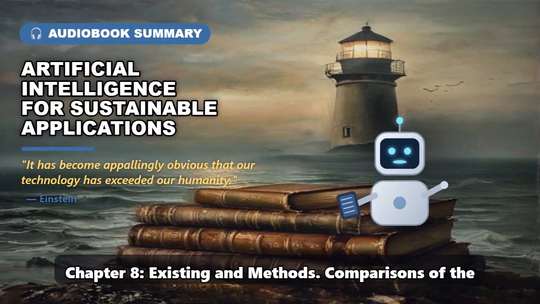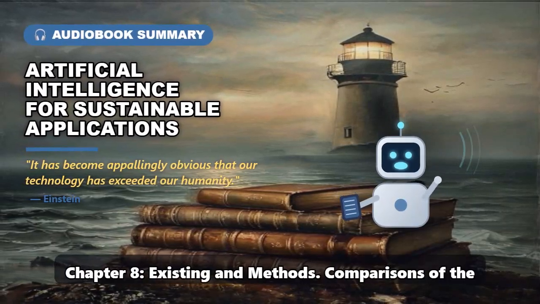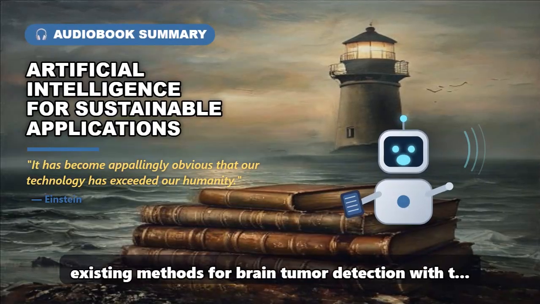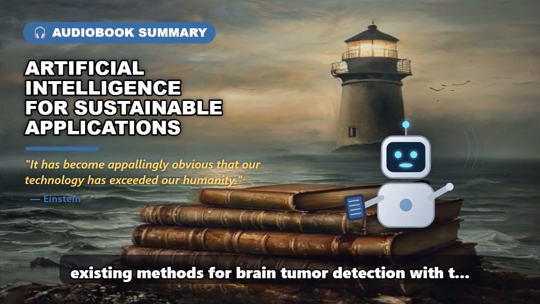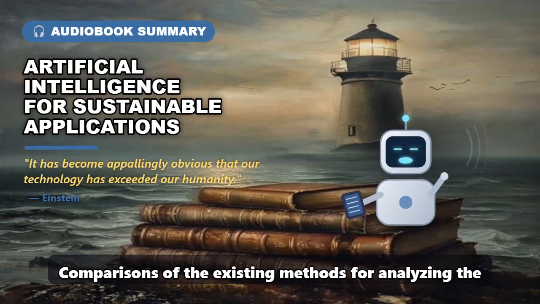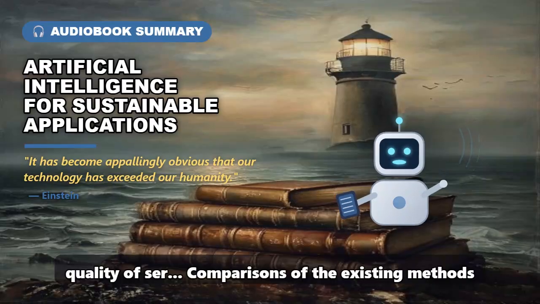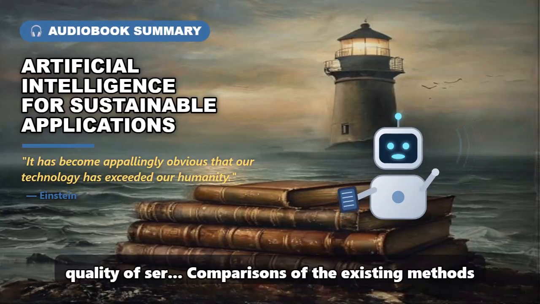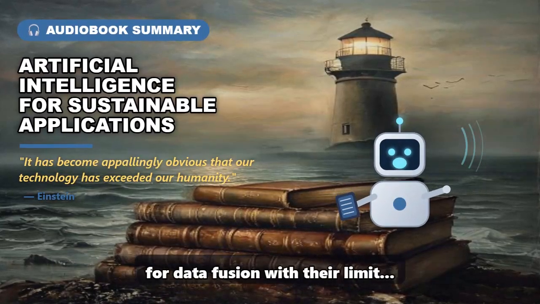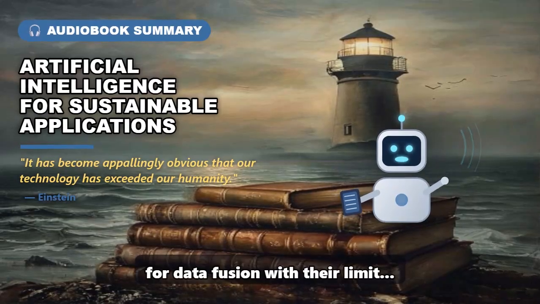Chapter 8: Existing Methods. Comparisons of the existing methods for brain tumor detection. Comparisons of the existing methods for analyzing the quality of service. Comparisons of the existing methods for data fusion with their limitations.